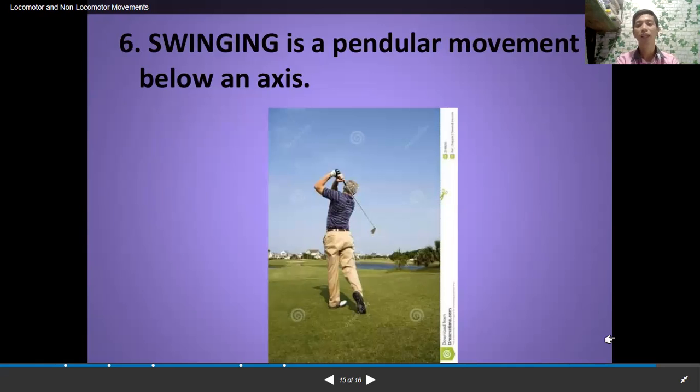So again, the two movements that we have are the locomotor movements and the non-locomotor movements. If it is a locomotor movement, it is because there is movement from one place to another. While with non-locomotor movements, there is movement but it is done in place. I hope we've learned a lot from this topic, since non-locomotor and locomotor movements can help us prepare for our topic on dances.